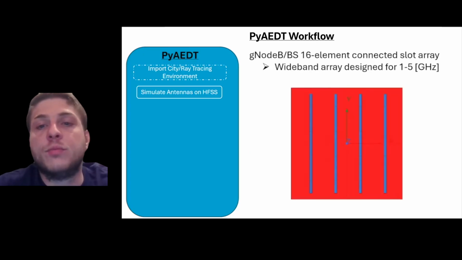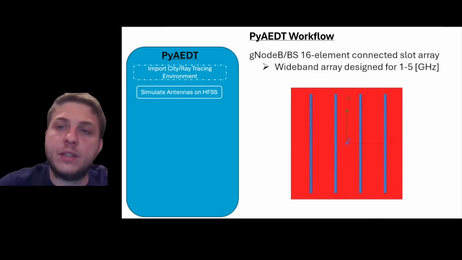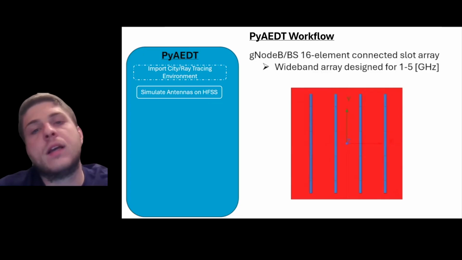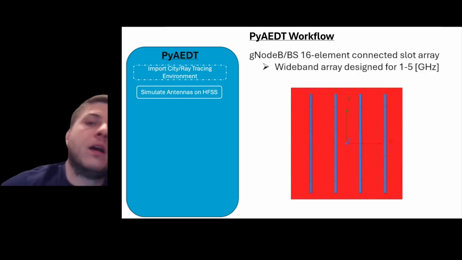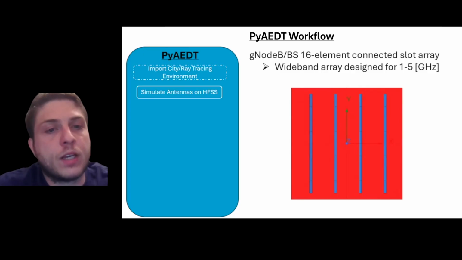And now we have a G Node B. In this case, we use a wideband array designed for 1 to 5 gigahertz, so it resonates at a very large band. There are 16 antenna elements here. It's a planar wideband connected slot array.